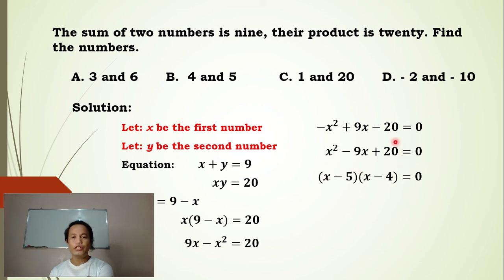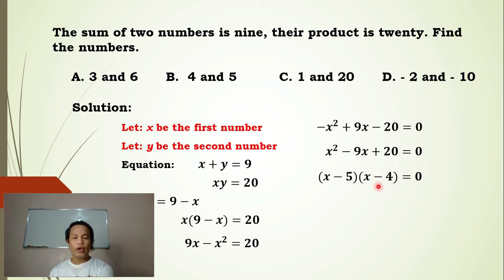Then we proceed directly to the last term. Since this is positive, we just simply copy the sign of the middle term. Our middle term is negative, so this is negative and negative. We need factors of 20 that when added will give us 9. And that is 5 times 4, which is 20, and 5 plus 4 is 9.